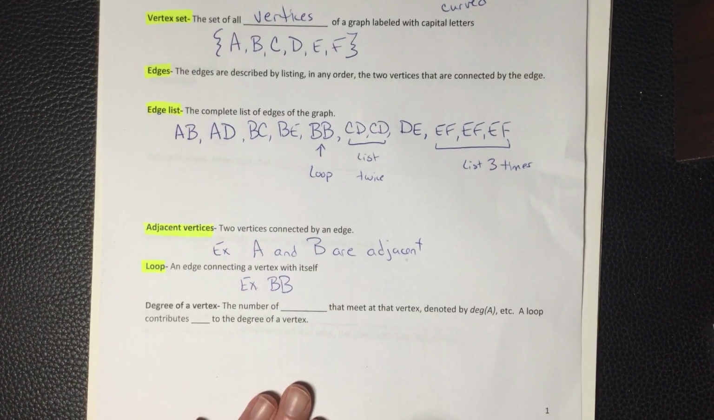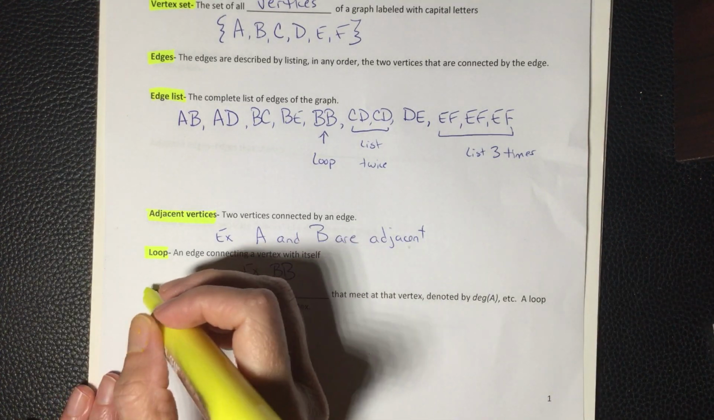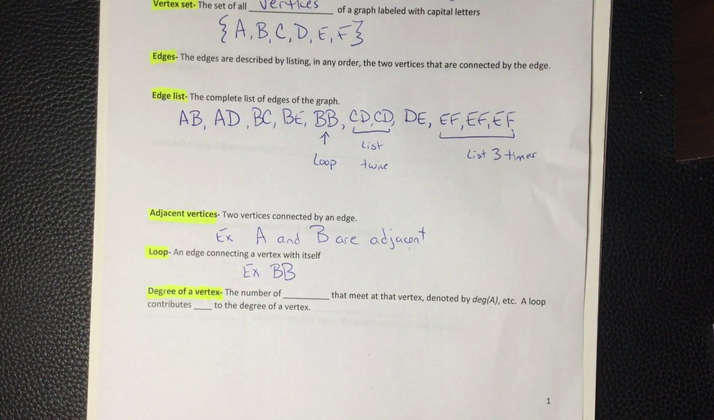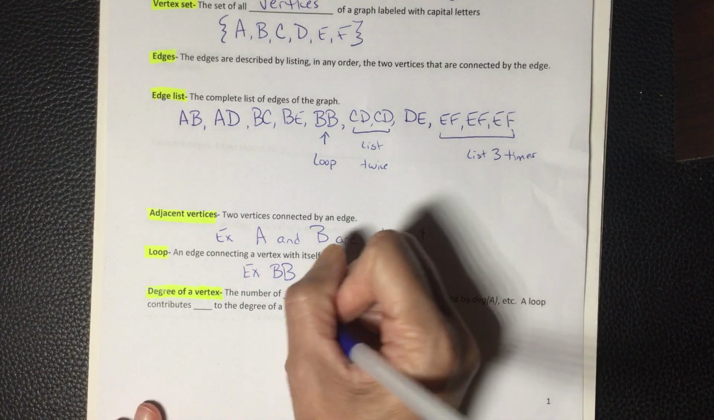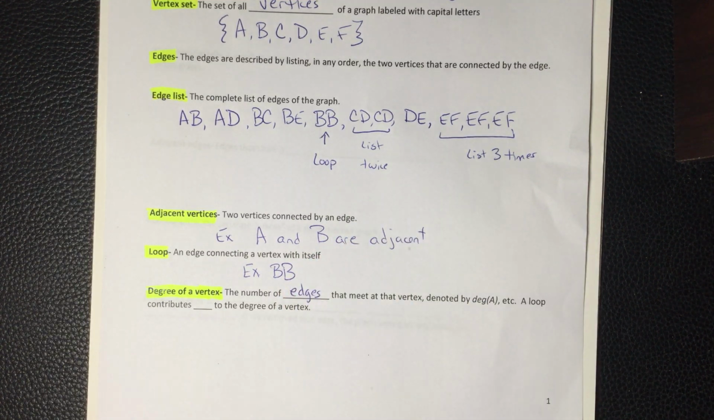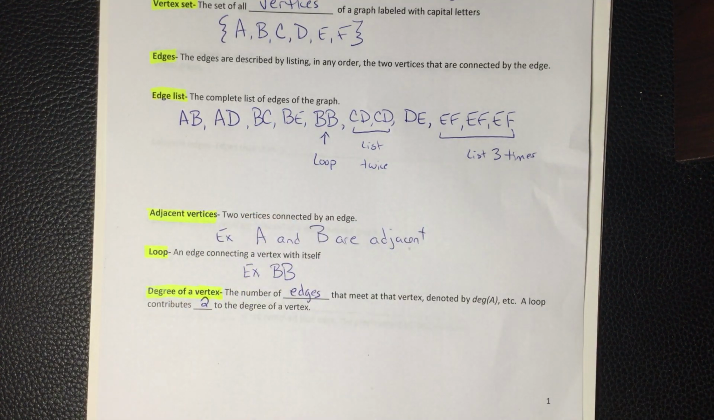All right, so the last thing we're going to do on this page is degree of a vertex. And we're going to see this a bunch of times in this chapter. So this is going to be the number of edges that meet at that vertex. A loop will contribute 2 to the degree of a vertex.